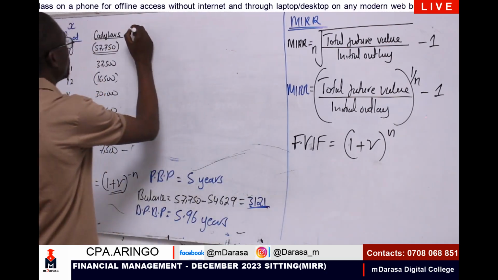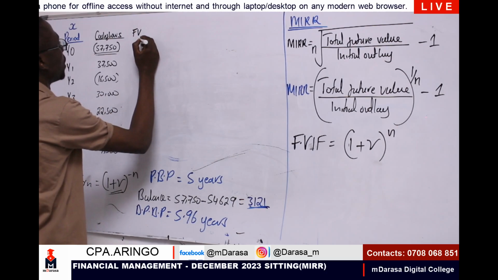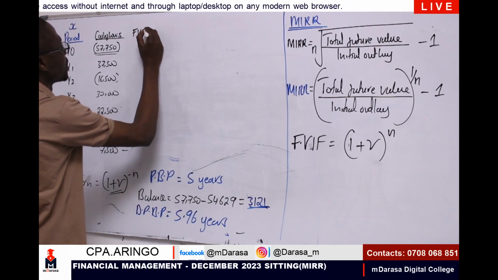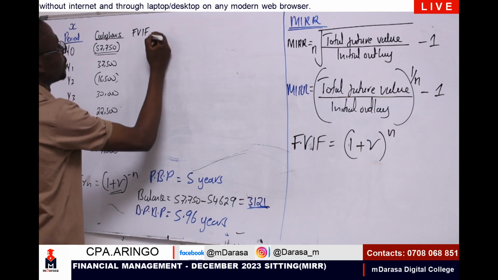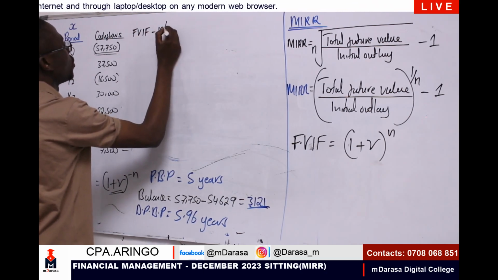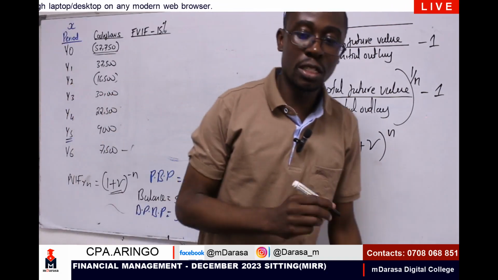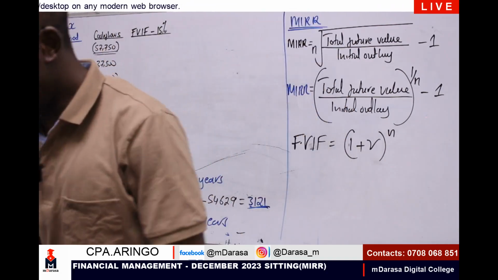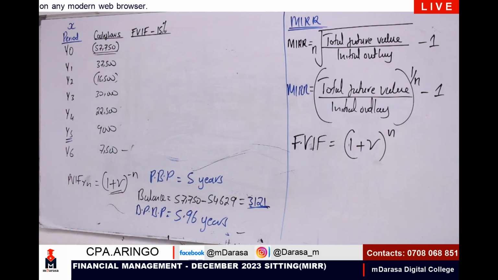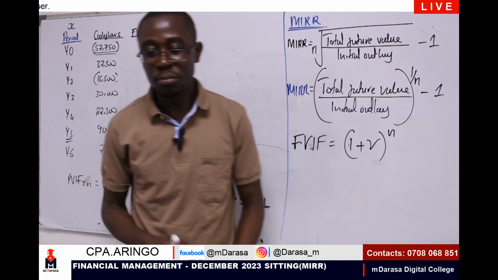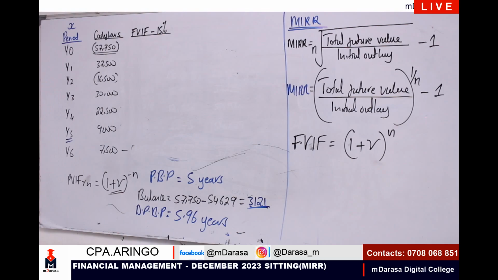I need our future value interest factor given our discount rate of 15%. So how will our future value apply, my dear students? These are always the most interesting part with the future value, right?